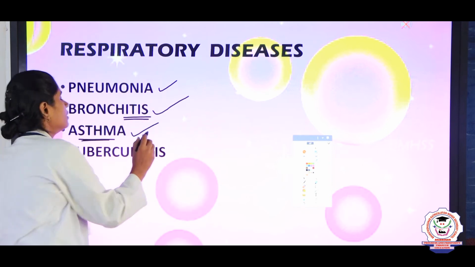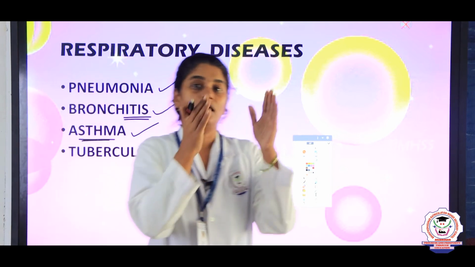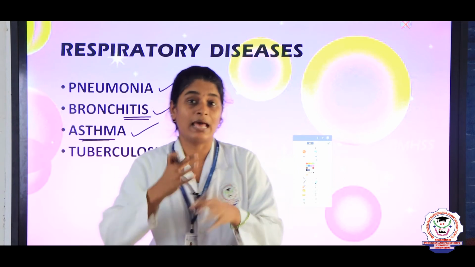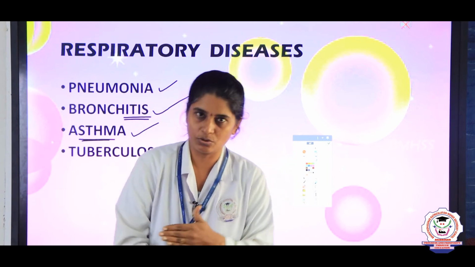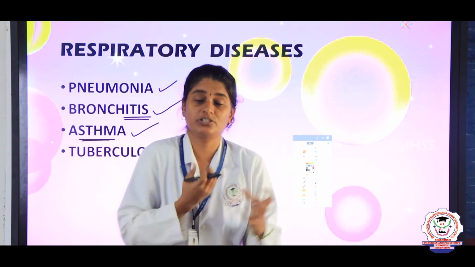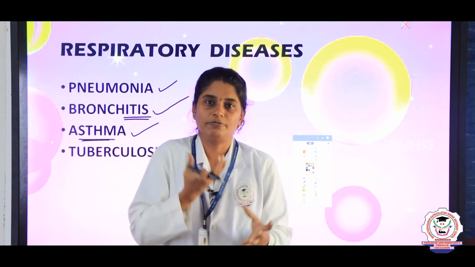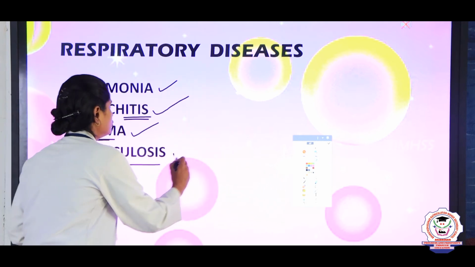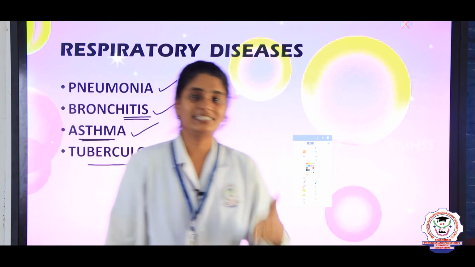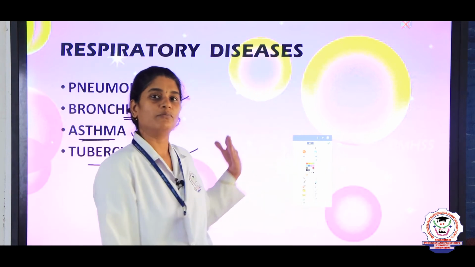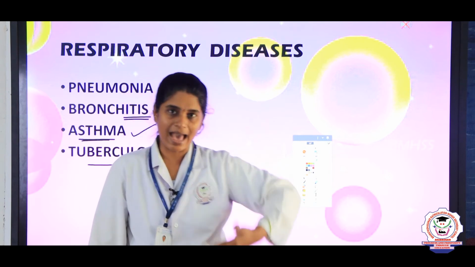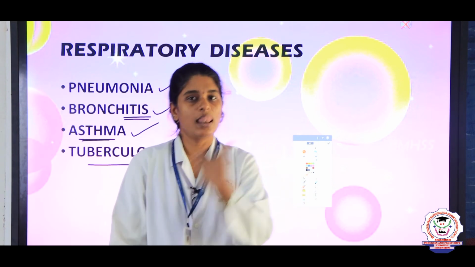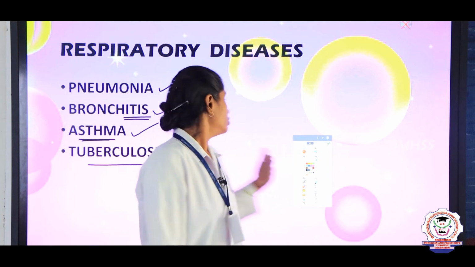Asthma. If a person's air passage is blocked by phlegm or any foreign particles, the person cannot breathe properly. Okay. So that will lead to irregular function of the lungs. That is known as asthma. And tuberculosis. Tuberculosis occurs due to bacterial infection. Once we inhale the bacteria along with the air, the tuberculosis bacteria enter into the lungs and infect them. So that causes a disease called tuberculosis.